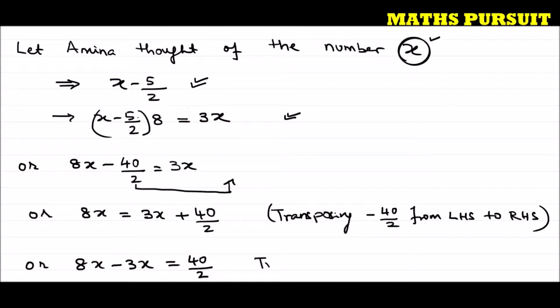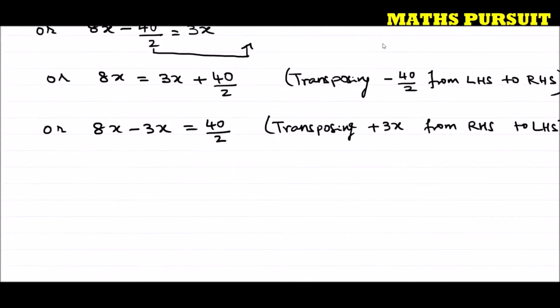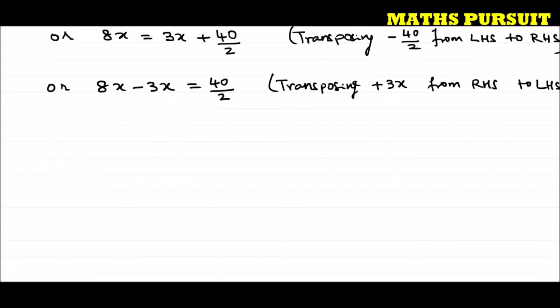Now what am I doing here? I am transposing plus 3x from the right hand side to the left hand side. And guys, we very well know that if we move a number from one side to the other, its sign changes. So for that reason, the plus 3x from the right hand side, when it moved to the left hand side, became a negative 3x.